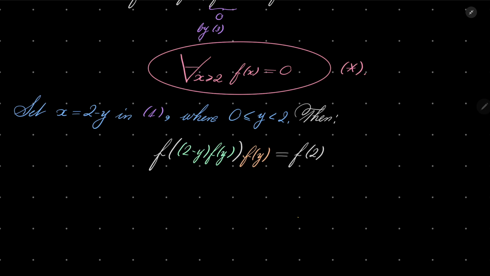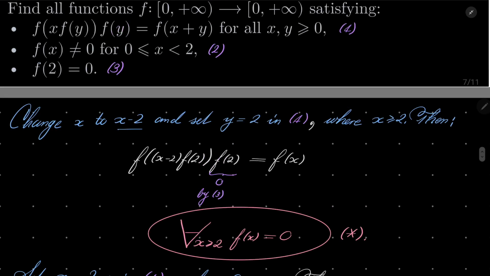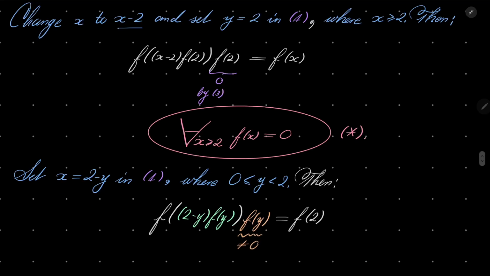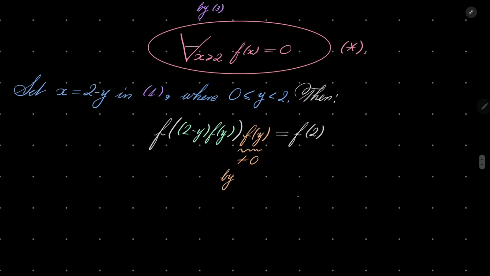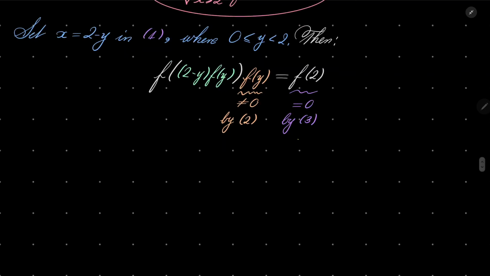Now, notice that this expression f of y is non-zero by condition number 2. By condition number 2, f is non-zero for arguments between 0 and 2, and I assume that y is between 0 and 2, while the right hand side is 0 by condition number 3, which means that the other expression equals 0. So f of 2 minus y equals 0.